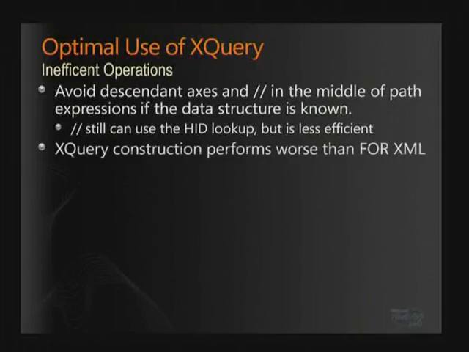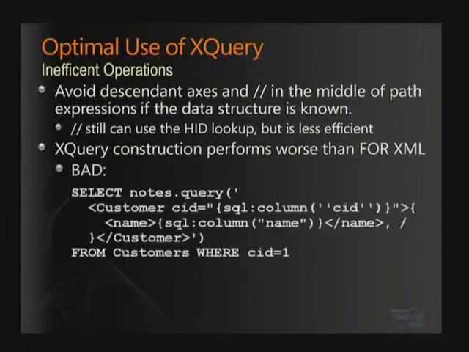Another thing is, if you do construction of results, should you use the xQuery constructor, or should you use FOR XML? Unfortunately for XQuery, FOR XML is more efficient. So instead of writing your xQuery construction here, you should use FOR XML PATH to do your construction. That's normally more efficient than using the xQuery construction syntax.